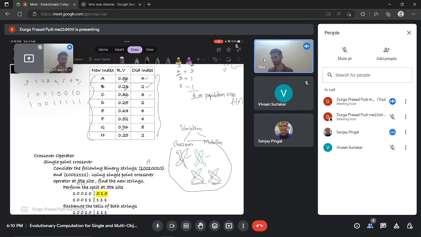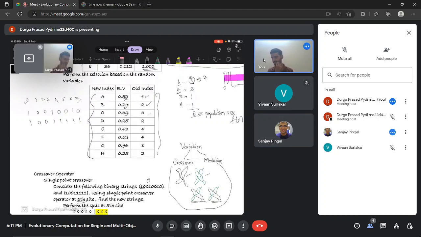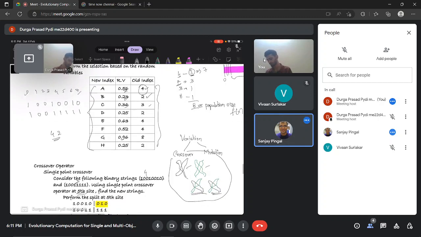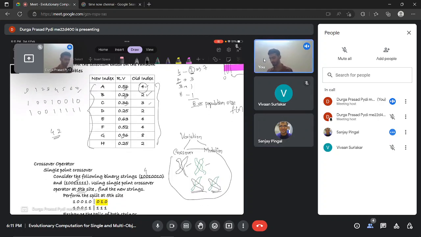After this, as you have seen previously, we selected 4, 2, 3, 2 from the old index. Say we again choose 2 at random. So we will pick 4 and 2. Then this is my 4, and this is my 2. Again I generate another number, which will be 5, so I decide to split at 5. Then I exchange between both of them.